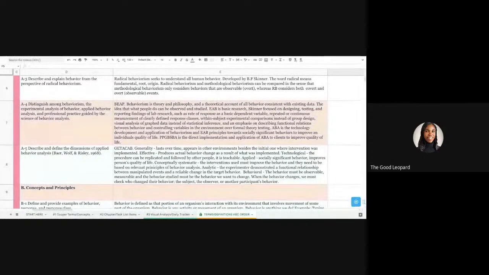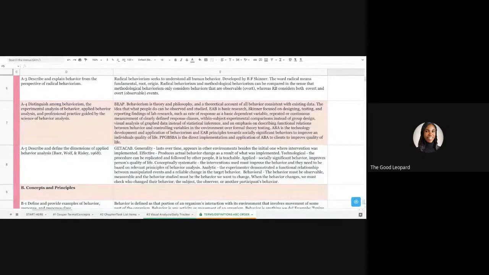So behaviorism, we'll start at the theory and the philosophy. The theoretical account of all behavior consistent with existing data. So the idea of behaviorism is that what people do can be observed and studied. That is a very, very basic idea of behaviorism. It's like the building block of EAB, ABA, and professional practice. It's where it starts. The theory and philosophy, okay?